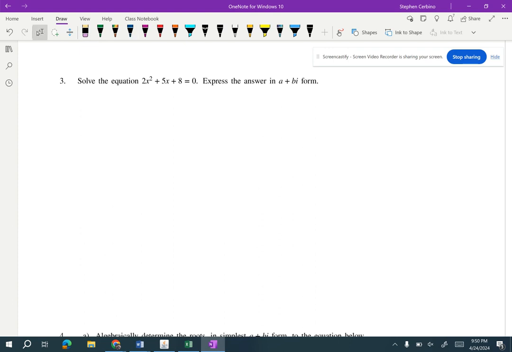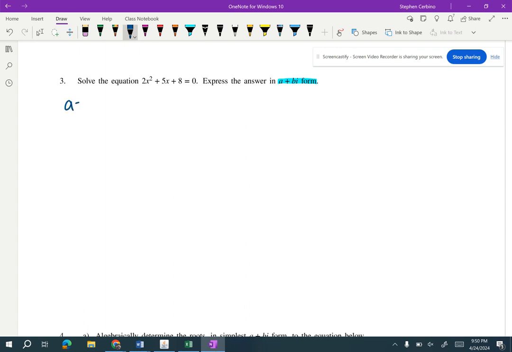Okay, so now we have a free response question. They're giving you a huge hint here. They're telling us that the answer needs to be in a plus bi form. Well, that's telling us that we have a quadratic that's going to have an imaginary solution. So look for that. If you're not getting that, you probably messed up somewhere with your numbers.